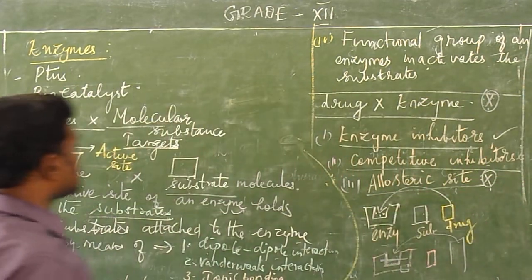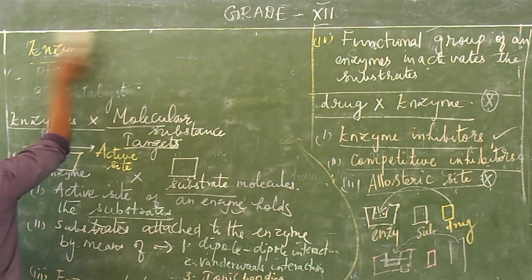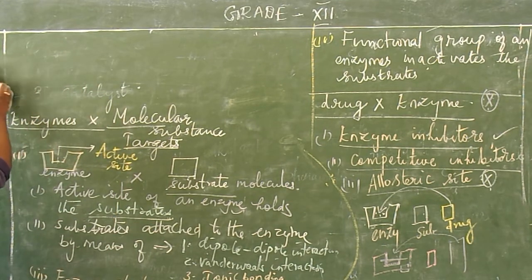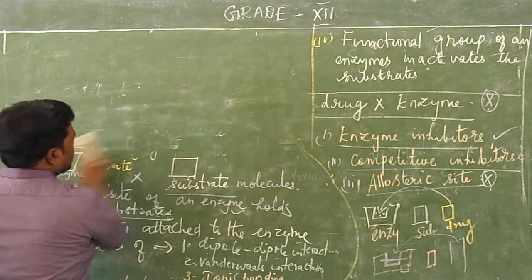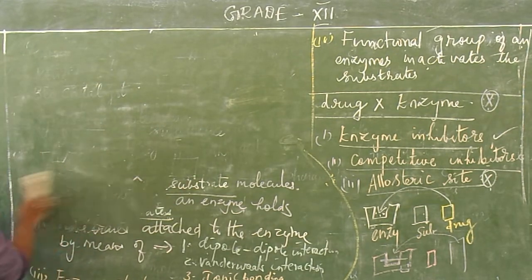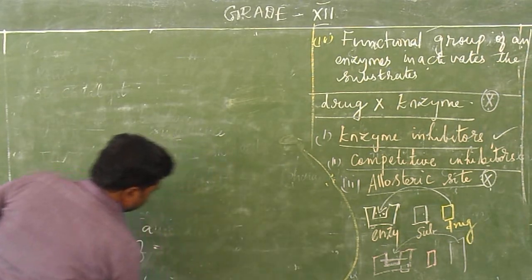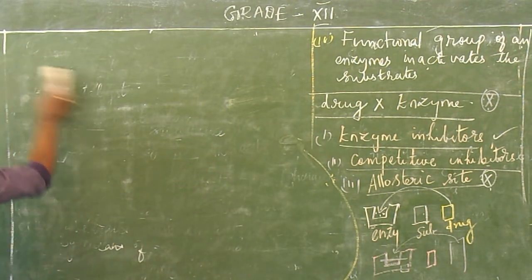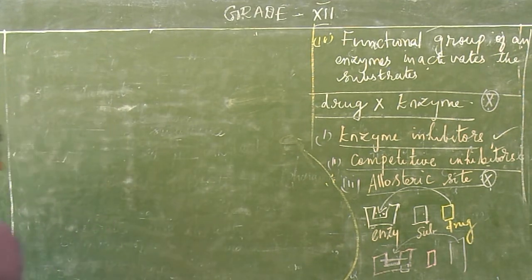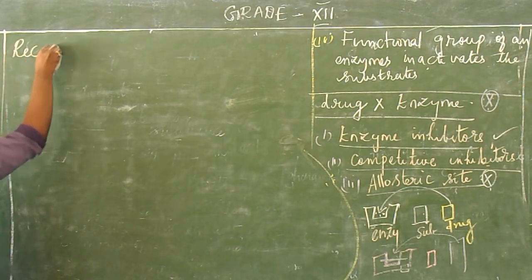Now, next one is receptors. Now we go to the next topic, receptors. That is also very important. Now we pass on to the next topic. The next topic is the receptors.